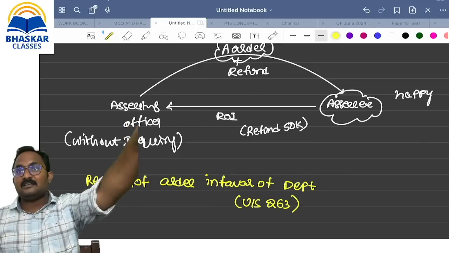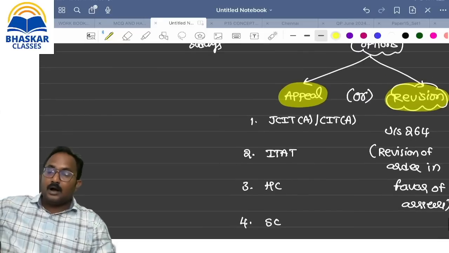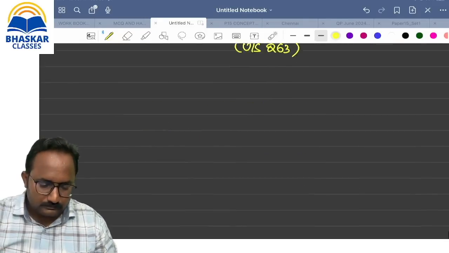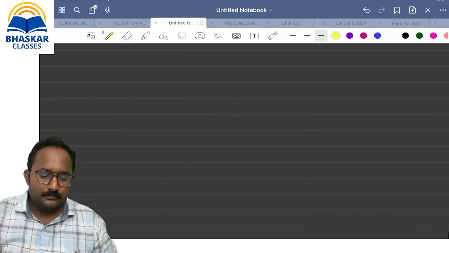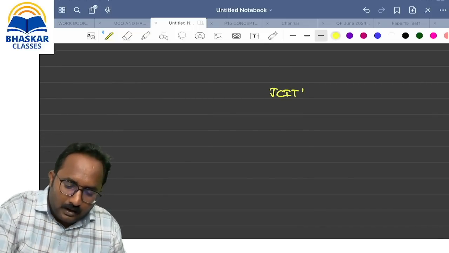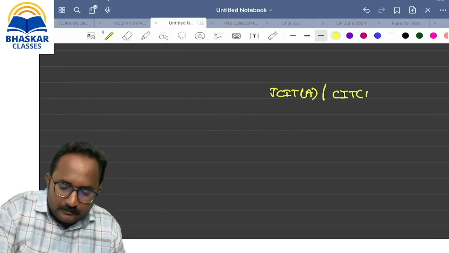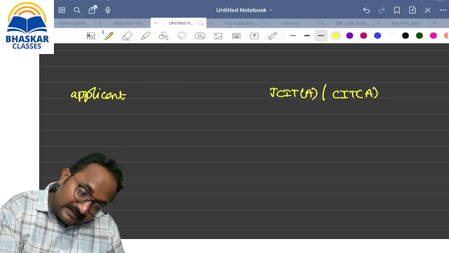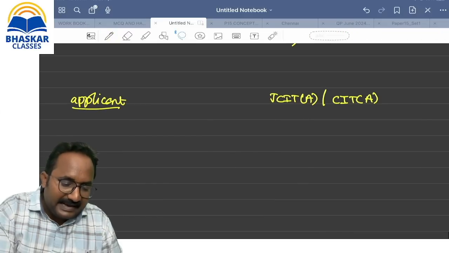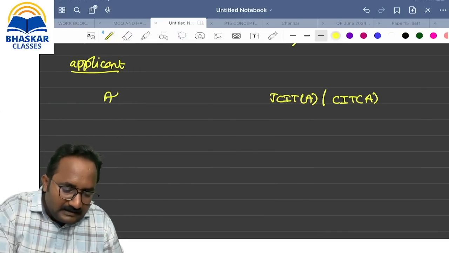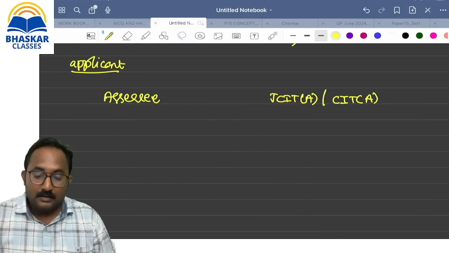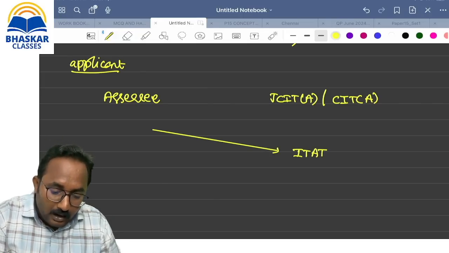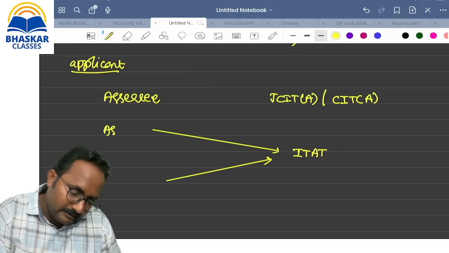263 order is always in favor of whom? Department. 264 order can be in favor of whom? SSC. Are you clear up to now? So now, in front of JCIT appeals or CIT appeals, who is the applicant, ma'am? SSC only is the applicant. Why? Against the assessment order, always SSC is the applicant. In front of ITAT, who can be applicants, ma'am? Both, department or SSC. Why? I will tell you.